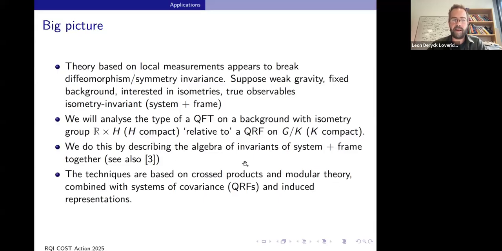And what we're going to do is analyze the type of a quantum field theory on a background with a particular isometry group, which is R, which is basically going to be time translation, times some compact group. And we're going to introduce a quantum reference frame which is compactly stabilized. Why we make these definitions is because that's the place where we're able to prove some nice theorems. One should also go beyond this and generalize it.